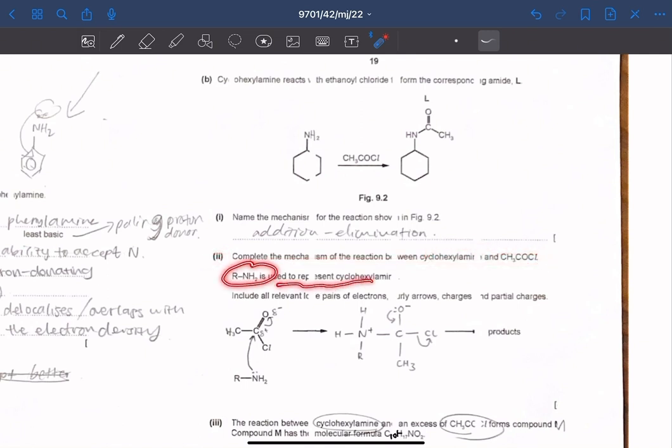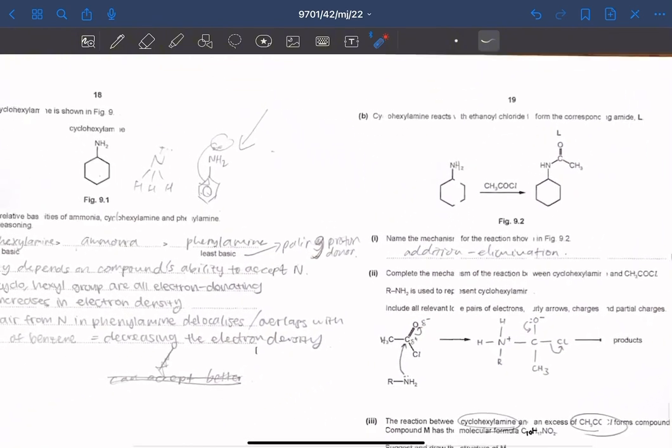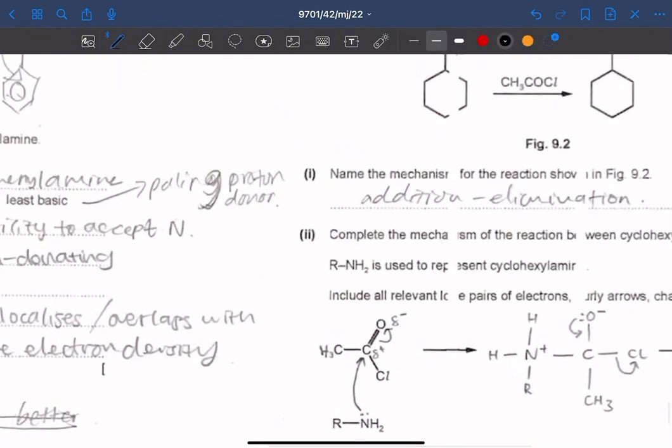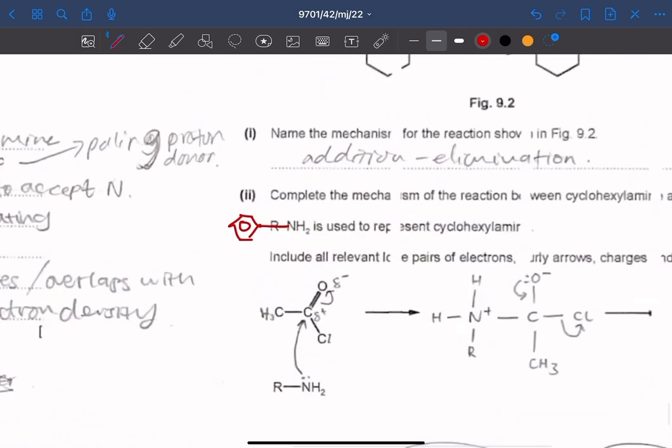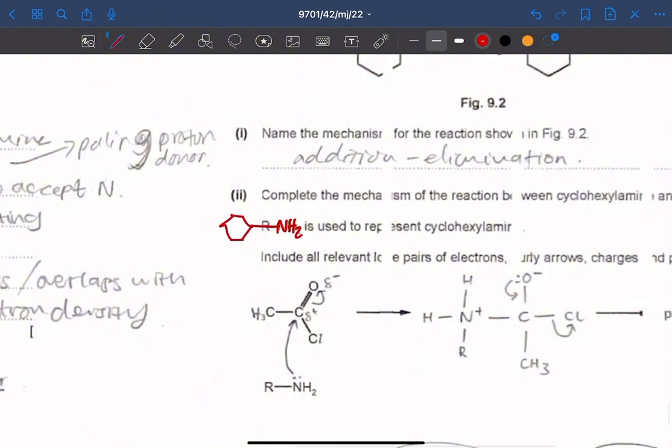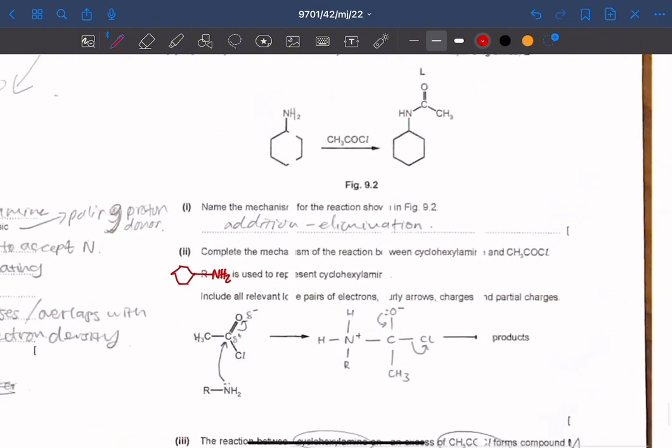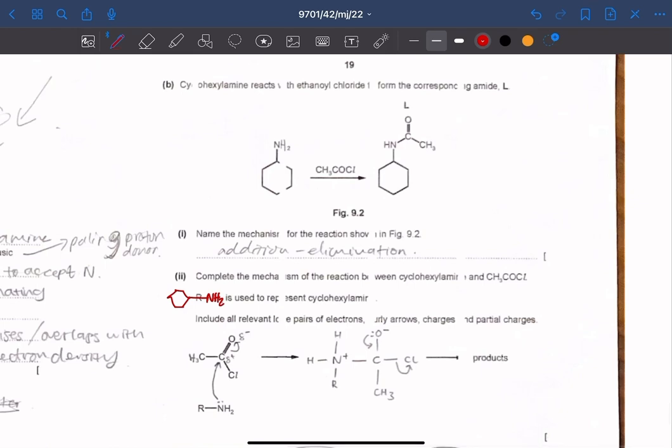RNH2 is used to represent cyclohexylamine, where R is bonded to NH2. Not benzene, it's cyclic, so it's not actually a benzene. So include all relevant lone pairs of electrons, curly arrows, charges, and partial charges.